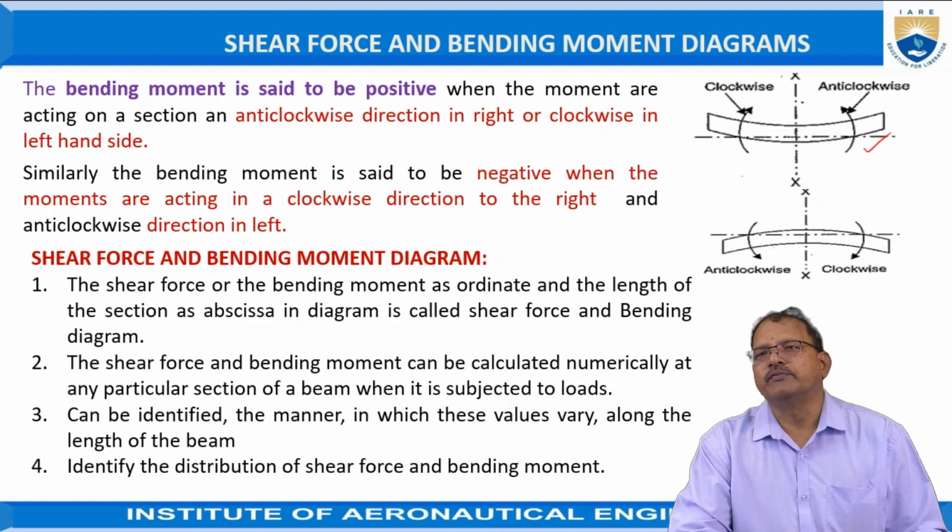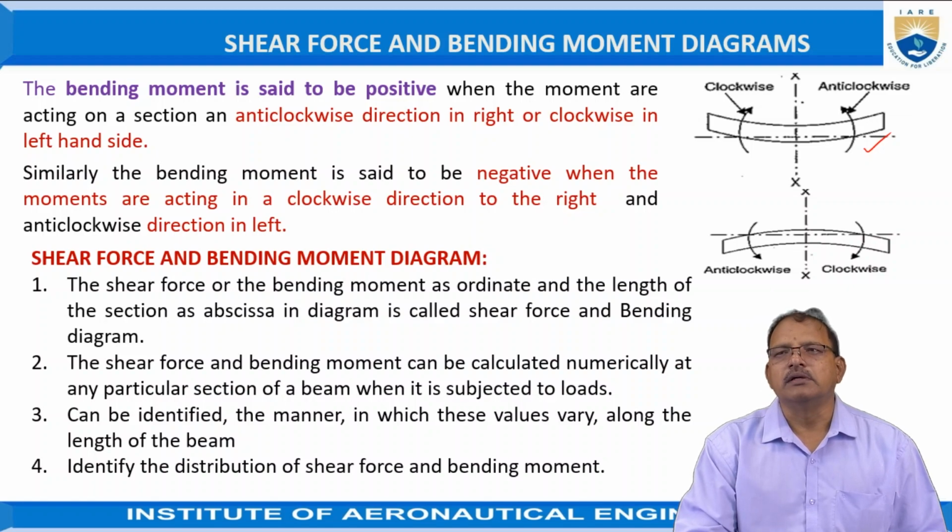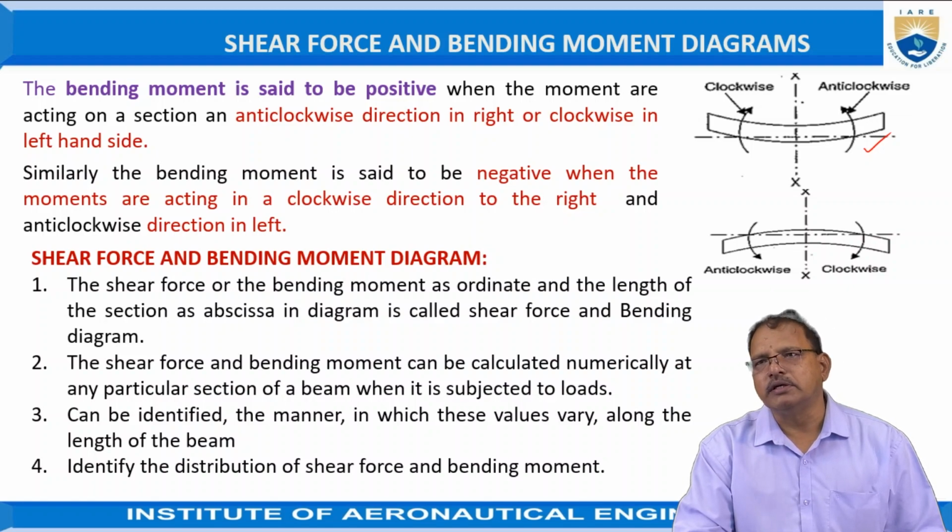That is, if you take this beam, the bending moment is treated as positive when it bends the beam in the form of this U shape, that is, having a sagging effect. Then it is treated as positive.